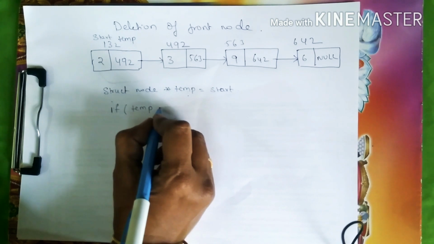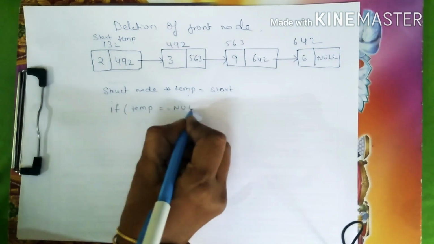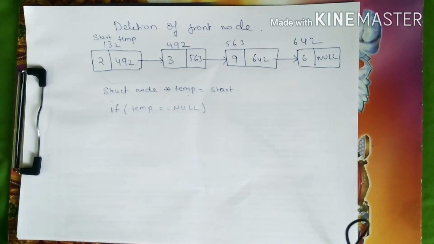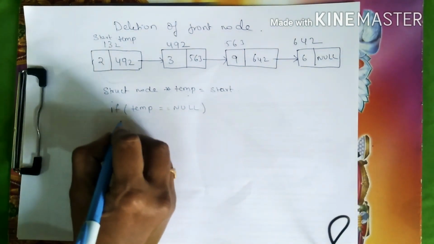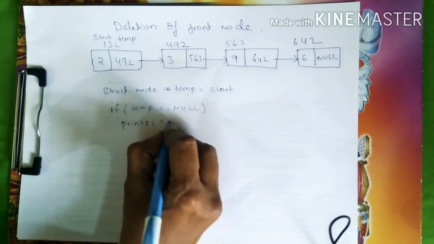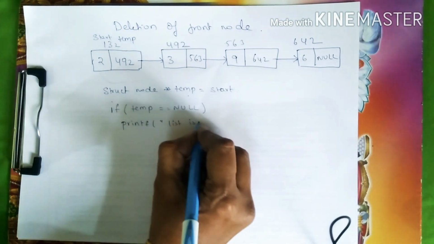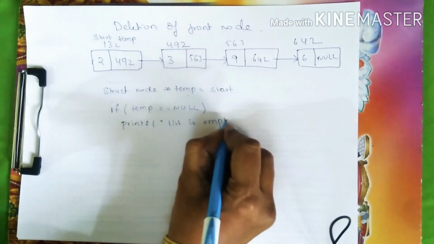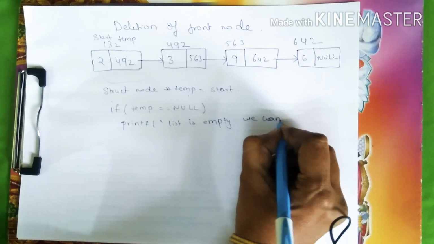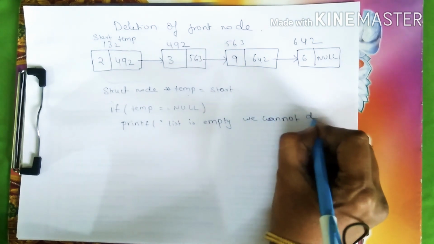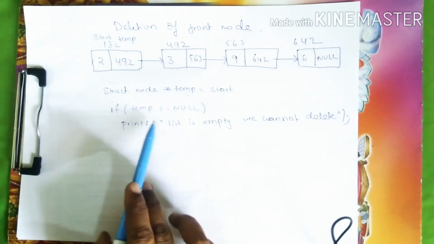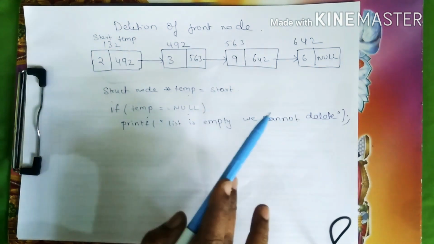If temp is equal to null, what does it imply? If temp is equal to null, it means that there is no list. If there is no list, then you printf list is empty. We cannot delete. So temp is equal to null implies that there is no list.